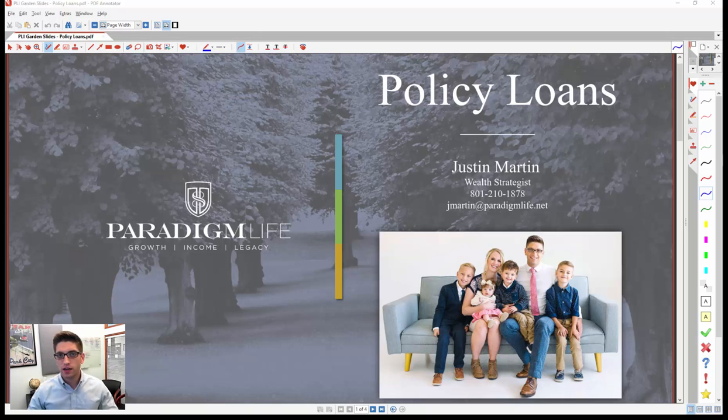Now, what we're discussing here is the ability to take a loan against a cash-rich life insurance policy. If you have a life insurance policy already in place, great. Hopefully this will provide you some information that you need to learn more about that process.